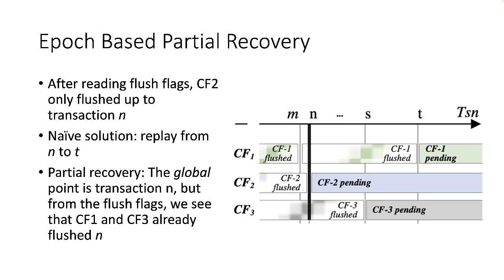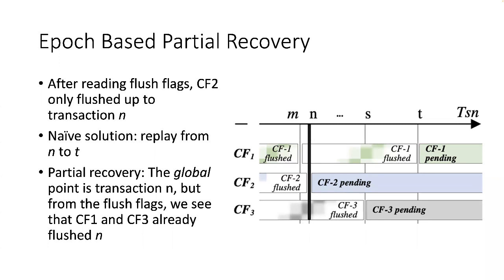So I'll just demonstrate it here. In this diagram at the top, we have TSN, which means transaction sequence number. And in the diagram, they're just in letters. So we have transactions M, N, S, and T.